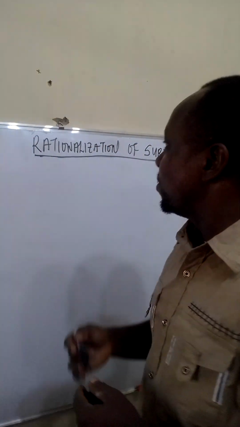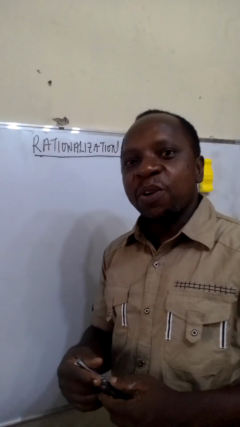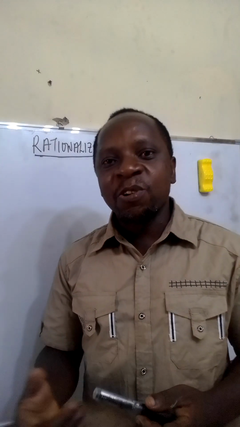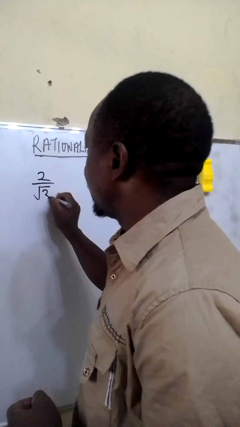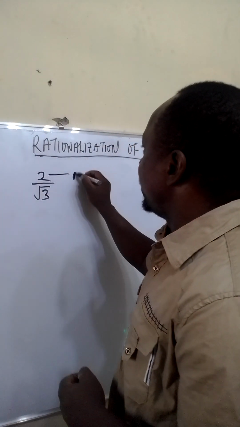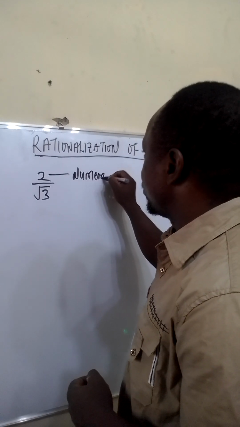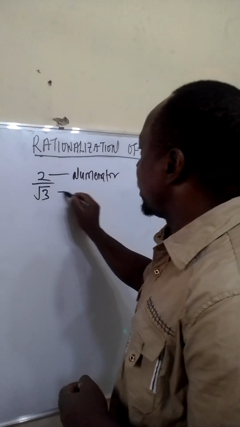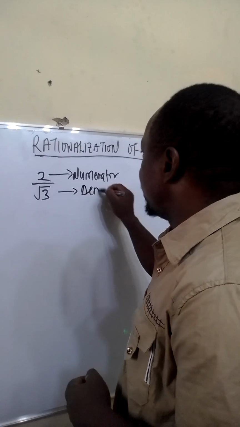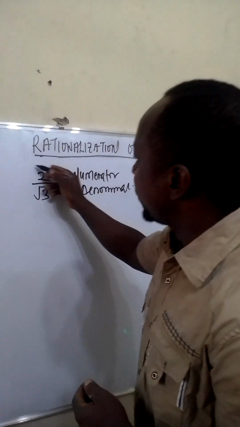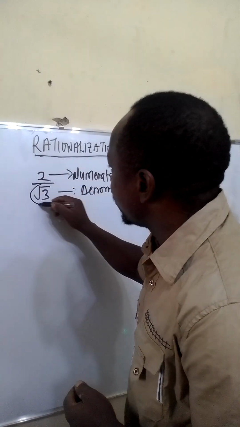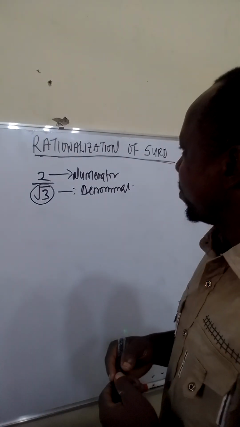Hello, today we'll be talking about rationalization of surds. Rationalization of surds simply means removing the surd from the denominator of a fraction. For example, if we have 2 over root 3, 2 is the numerator in this fraction, while root 3 is the denominator. To rationalize this fraction means to remove the surd in the denominator.